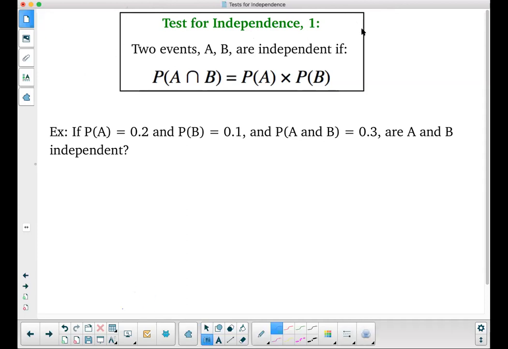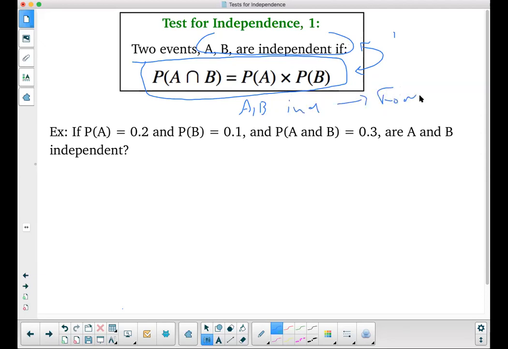So this is test for independence 1. There are 2 of them. And this formula should look familiar, okay? If this formula holds true, then the events A and B are independent. And this goes both ways. If A and B are independent, then the formula holds true. So A, B independent means that the formula is true. But also, if the formula holds, that means that A and B are independent.